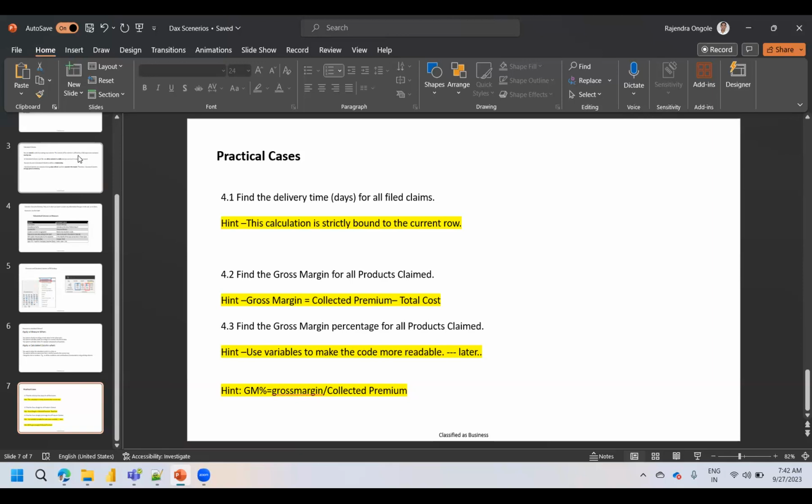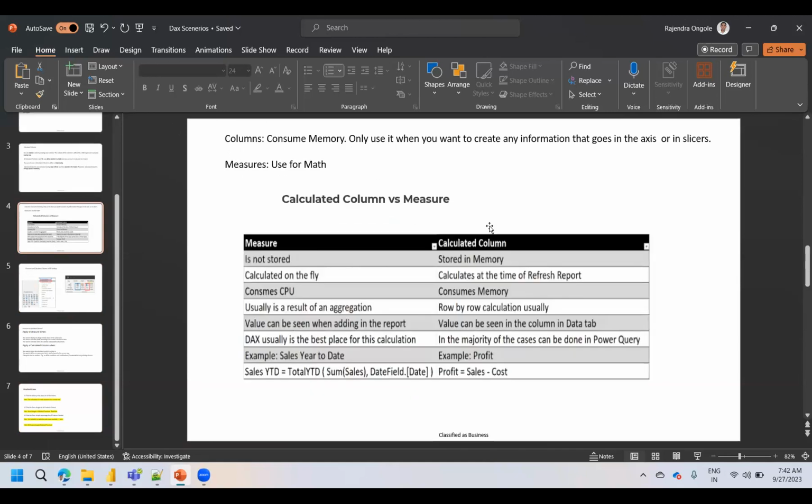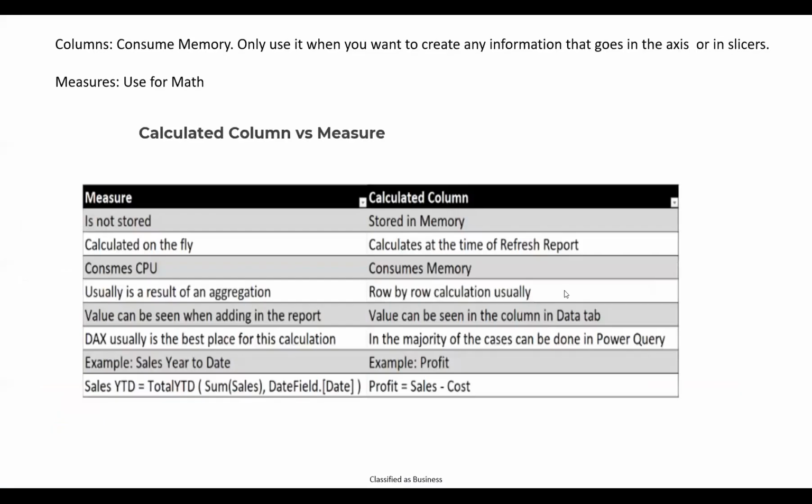So that's why we will ignore this. If there is any number calculation, try to make use of a measure, not a calculated column. And the third one: find the gross margin percentage for all product lines. That one we are going to derive. And before moving on to this, just try to see the differences between a calculated column and the measure.